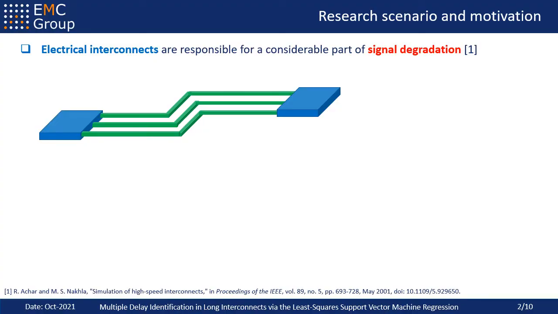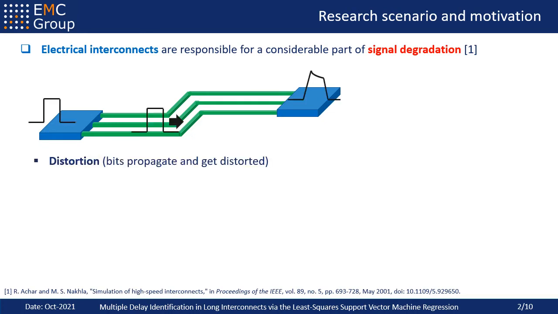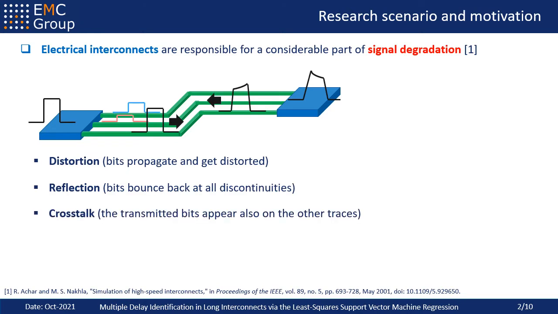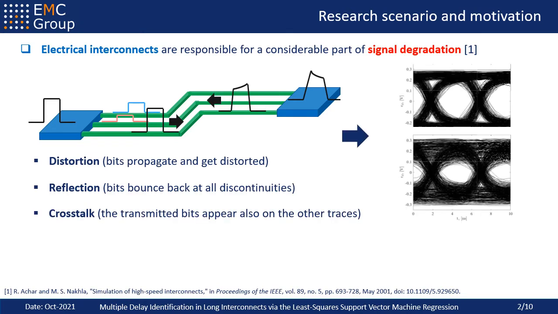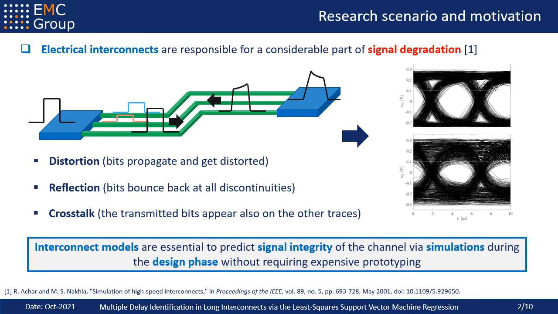And the motivation for this work is that interconnects are responsible for a considerable part of signal degradation. When two devices are communicating through them, such signals will suffer effects such as distortion, reflection, and crosstalk. And in order to predict the signal integrity of the channel during the design phase without requiring expensive prototyping, it's essential to have good interconnect models.